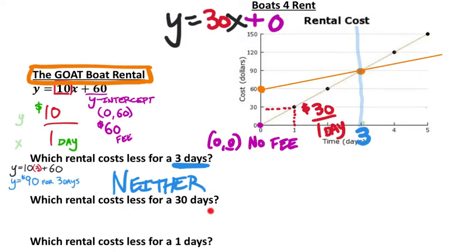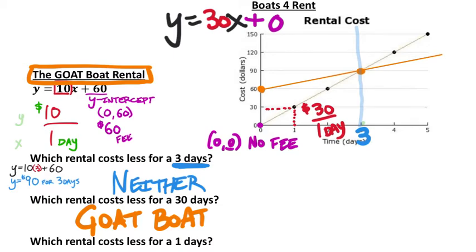So this one, see how it's 30 days? Now it's a lot more than 3 days right there. Of course, then that would be the goat boats. These ones are going to be cheaper. They're going to cost less for 30 days because it's beyond the 3 days.